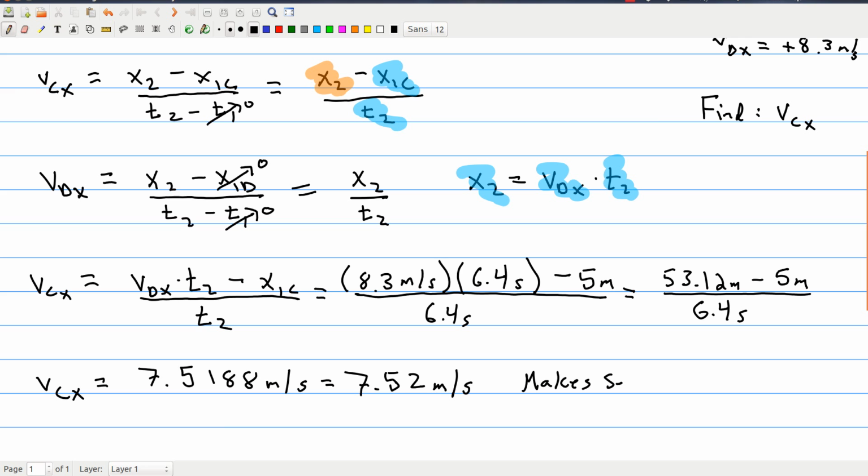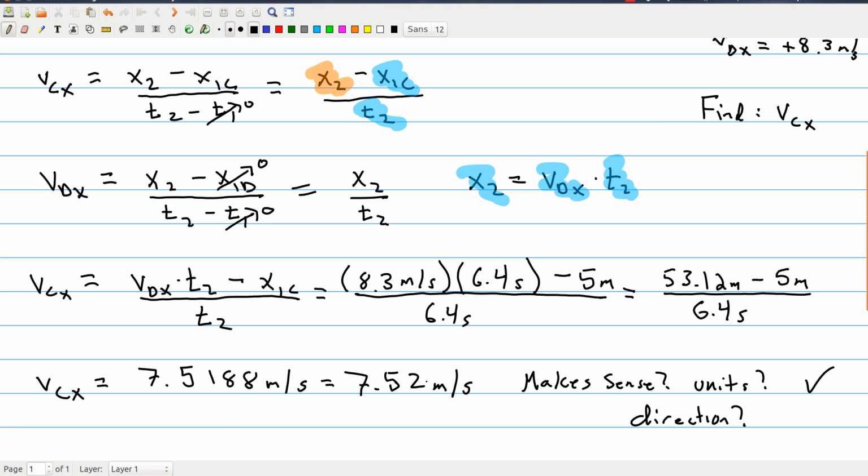So now it's time to see if our answer makes sense. In other words, is it not crazy? So first up, are the units correct? Well, I was looking for a speed, and I got units of meters per second, so the units work. Next up, we can take a look at direction. I found a velocity, and I got that my velocity was positive. I didn't end up with a negative number.